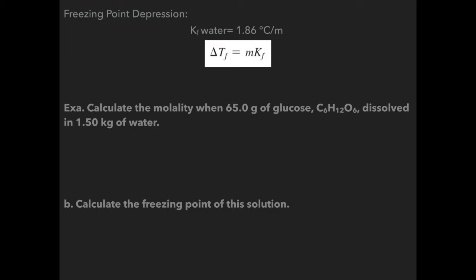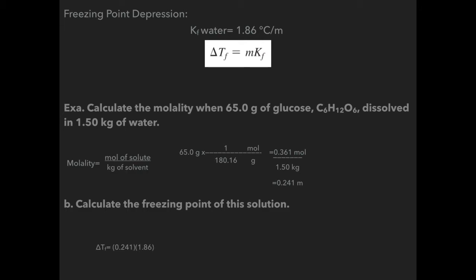When I read this, it tells me I have 65 grams of glucose dissolved in 1.50 kilograms of water. So I'm going to take my solute and get it into moles of solute over kilograms of solvent. I'm going to take my 65 grams of solute, put grams on bottom, moles up top, and use the molar mass to get into moles of glucose, and that gives me 0.361 moles. I'm going to divide that by my kilograms of solvent, which is 1.50, so the molality that I get is 0.241 molal.